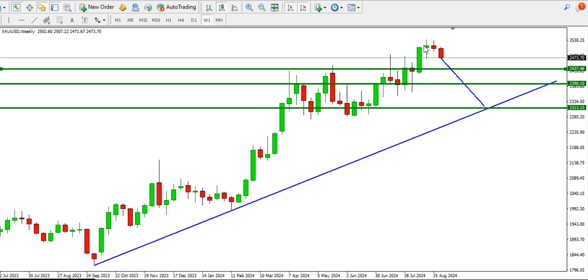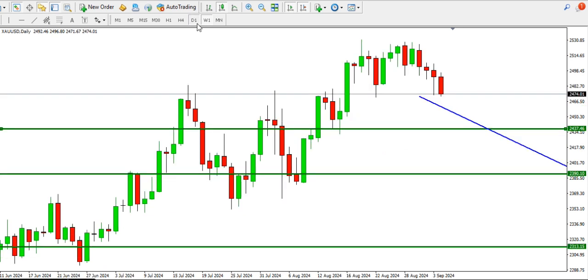But for now, we have an evening star candlestick pattern, which is a bearish reversal candlestick pattern. So we might want to wait to see how it goes. For now, price is forming a top, just like I said earlier on. We initially had this particular top around here.